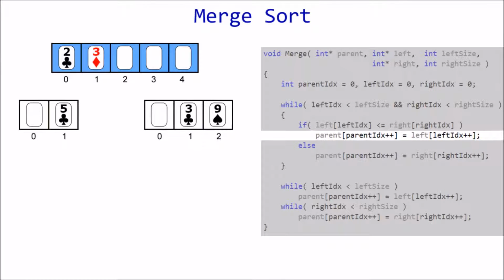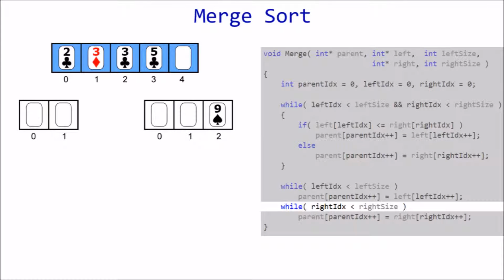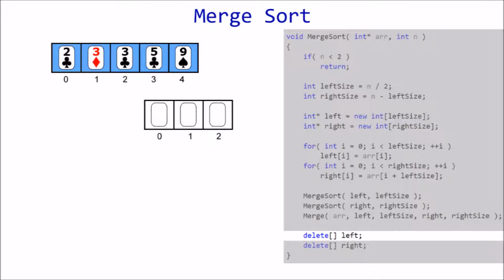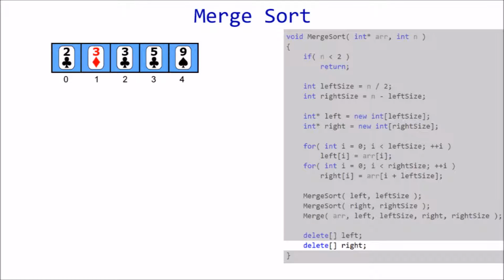This detail is important because it allows merge sort to be a stable algorithm. I'll talk about that a little more in the follow-up analysis video. The next card to be moved is the 3 of clubs. Then 5, exit the loop, and finally 9. Back at recursion level 0, delete the temporary arrays. And we're finished. The cards are sorted.